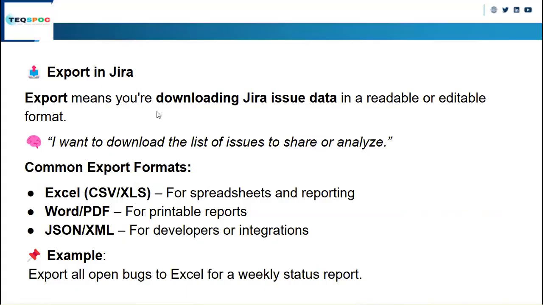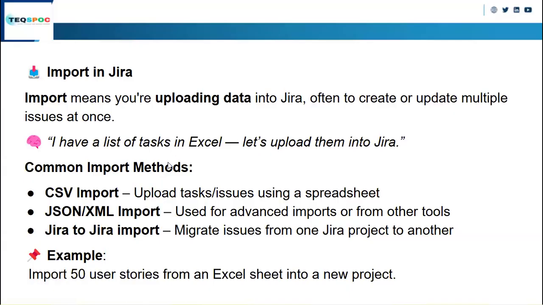Then we have export and import. Exporting means you want to download something from your Jira software and give it to someone. Export can be in Excel, Word file, PDF, JSON, and XML. Similarly, we have the import option. Import means you want to upload data into your Jira software.